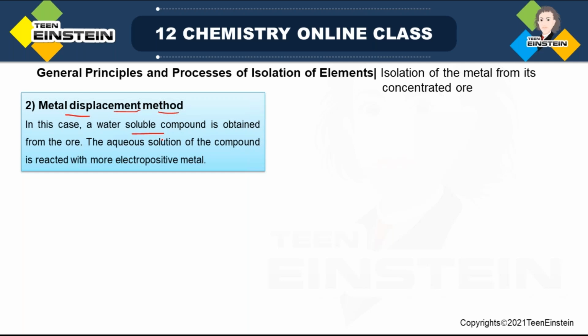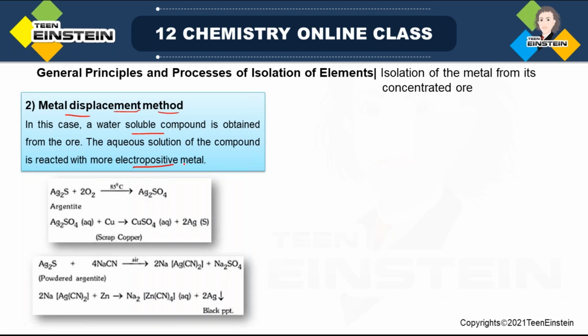In this case, a water soluble compound is obtained from the ore. Okay, so the reaction is happening in aqueous solution of the compound, and the metal that we are using must be more electropositive than the metal which you are extracting. Otherwise, this reaction will not be possible. Now, let us see the examples.